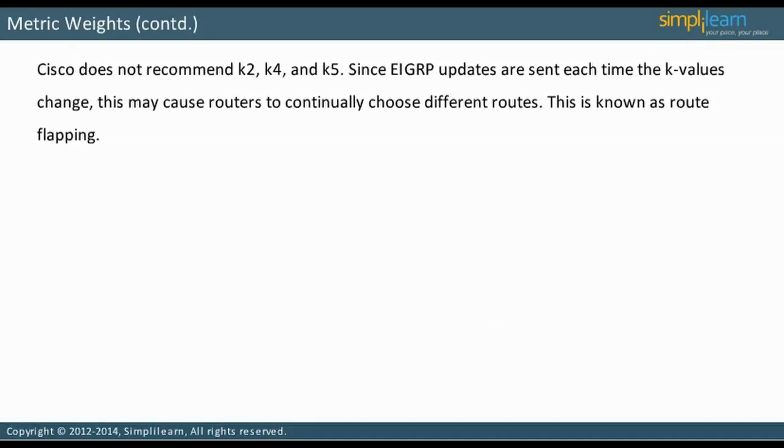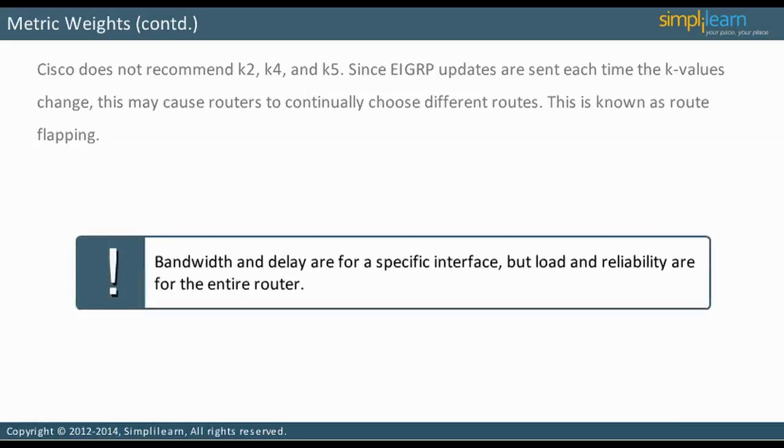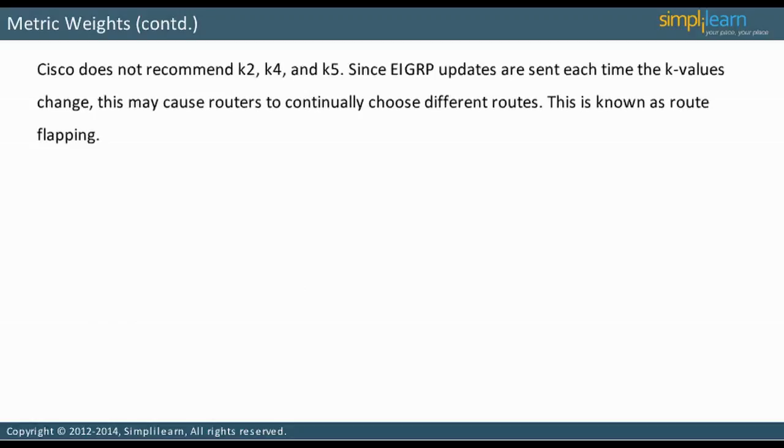Cisco recommends against using K-values K2, K4, and K5. These deal with load and reliability. Notice that bandwidth and delay are for a particular interface, but load and reliability are for the entire router. Load and reliability are calculated values and change over time. However, a change in a K value causes a resync of all the router interfaces. This means that EIGRP updates are sent each time the K values change, potentially causing routers to continually choose different routes. This is called route flapping.